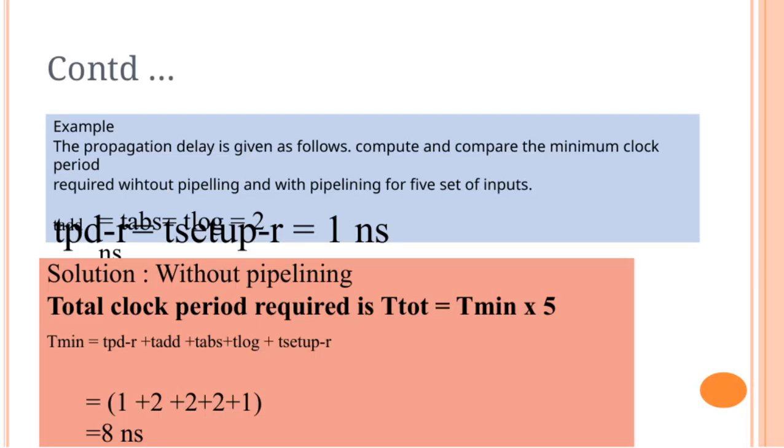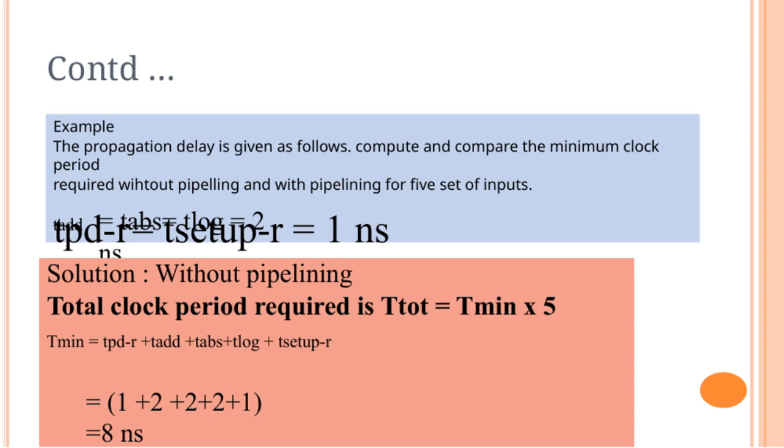Here, we are looking at an example to understand the impact of pipelining on the minimum clock period. We are given the propagation delay and setup times, with TPDR and setupr both equal to 1 nanosecond. Additionally, the adder delay, absolute delay, and logic delay are each 2 nanoseconds. First, let's consider the case without pipelining. The total clock period required, TTOT, is calculated as the minimum clock period TMIN multiplied by 5, because we have 5 sets of inputs processed sequentially.